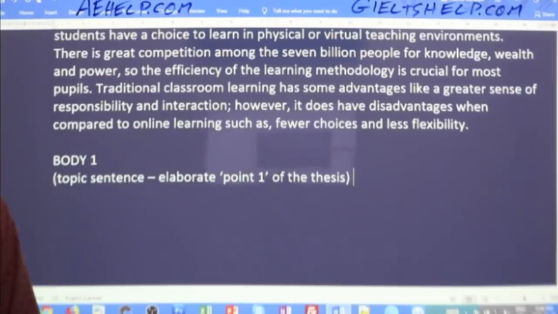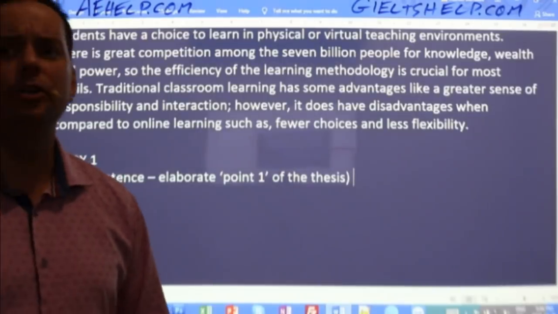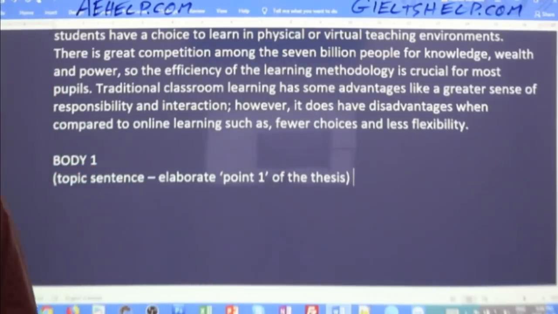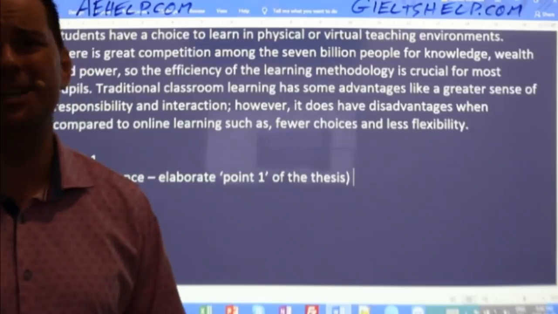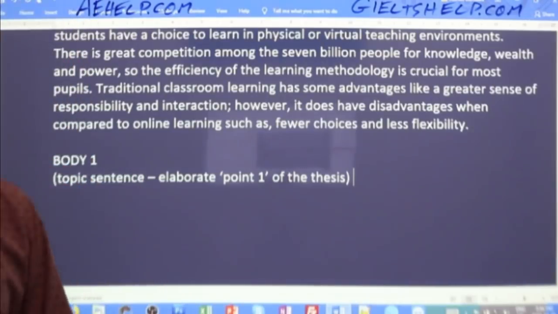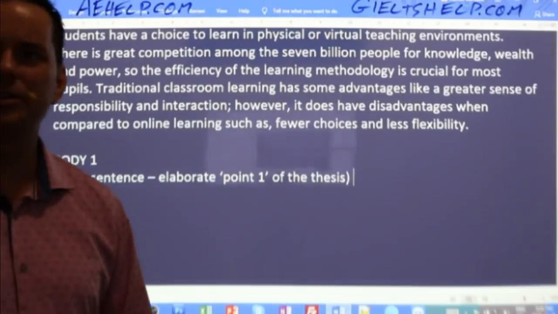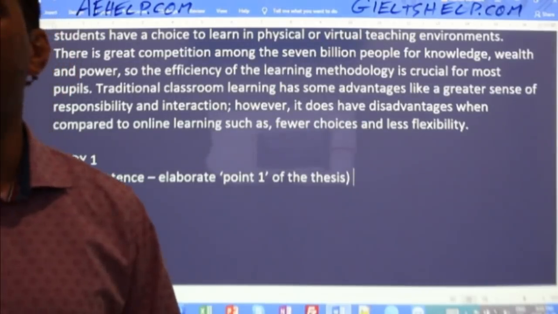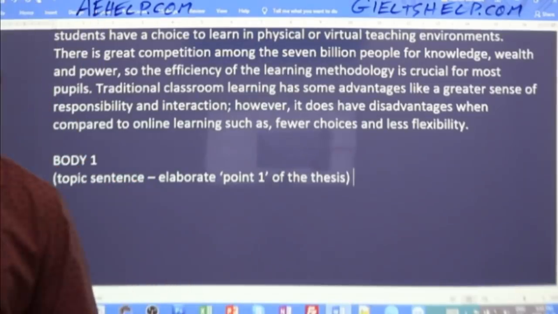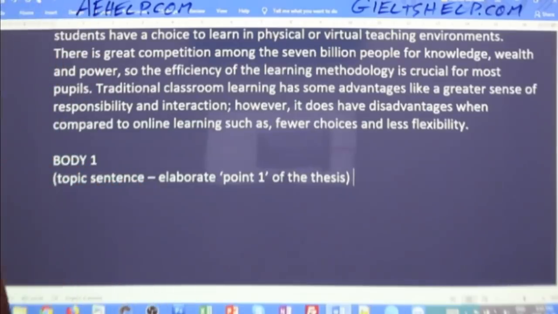Yadav says traditional class learning has a great sense of responsibility. Sure. Don't use the word huge, Pachu, in your task 2. And I say avoid it in IELTS altogether. It's too colloquial. A lot of students love using this word huge. I don't really know why it got so popular in the world instead of big or great, but it's very colloquial. Avoid the word huge. Okay? All right, Pachu says there's good interaction between teachers and students.